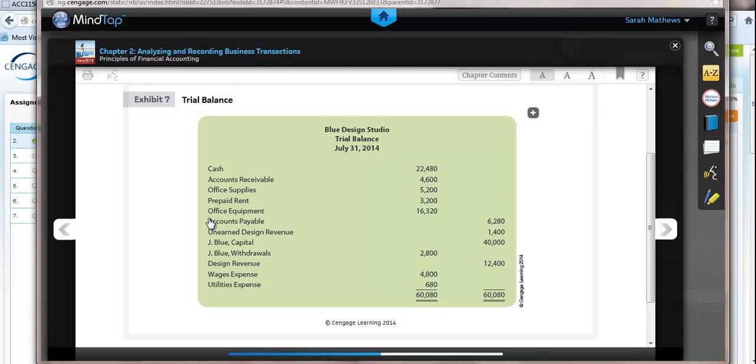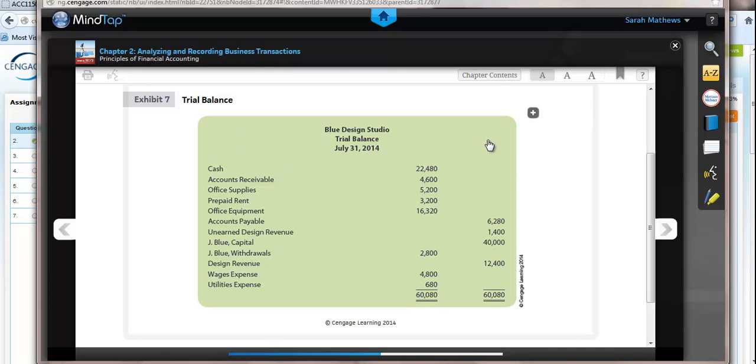All of our assets are listed first, in order of liquidity, which is how easily they are turned into cash. Cash is already cash, so it's the most liquid asset. Then you'll always have accounts receivable, office supplies, prepaid items, and office equipment is always last in this section. Then we have our liability accounts: accounts payable and unearned design revenue, which is also a liability account we learned about earlier. Then capital, drawing, revenue, and expenses. That is the order they must be prepared in when completing the assignments. I just wanted to show you that function.